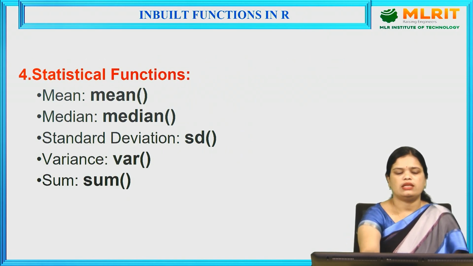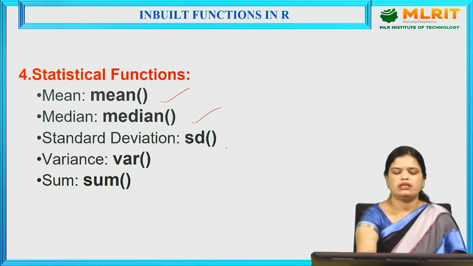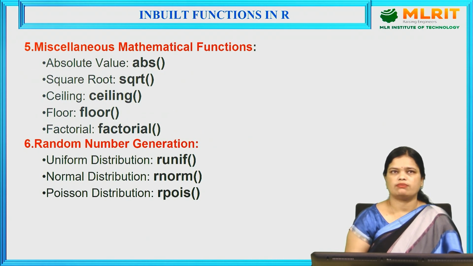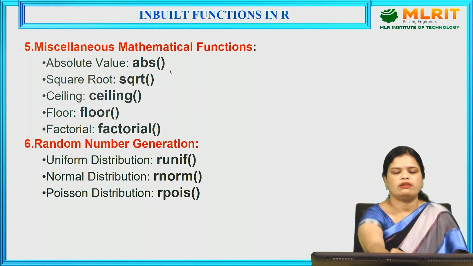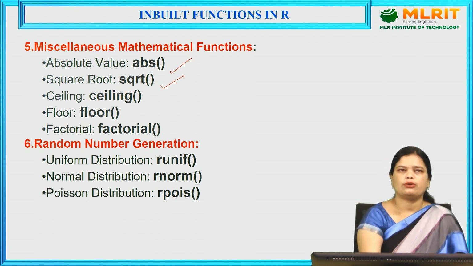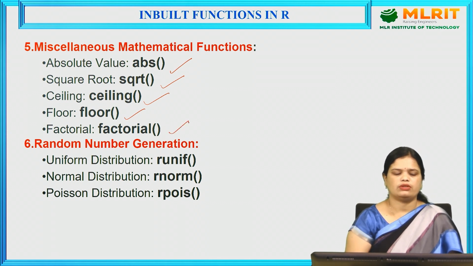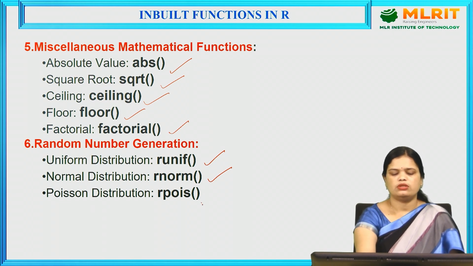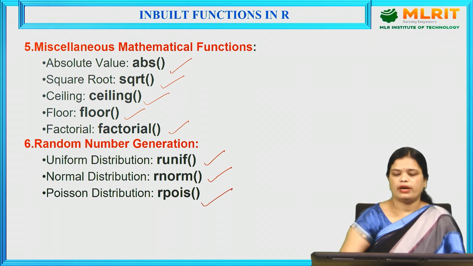You have the statistical functions: mean, median, standard deviation, variance, and sum. These are the statistical functions. And you have some more mathematical functions: absolute value, square root, ceiling function, floor function, and the factorial function. For random number generation, the runif function is used. For the normal distribution, the rnorm function is used. For the Poisson distribution, the rpois function is used.